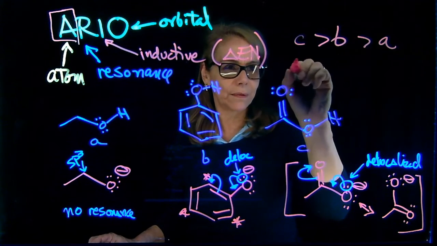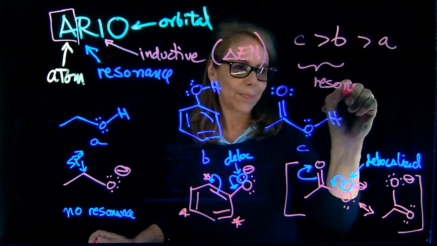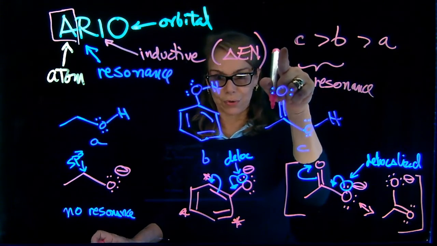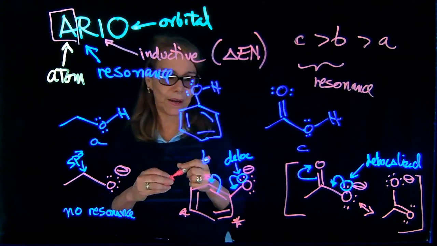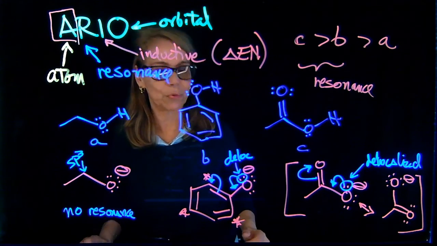Again, because in these two we had resonance effects, but more important resonance structures in C. And here I didn't have any resonance effects. So right there, that's how I rank my molecules to see which one is more acidic.